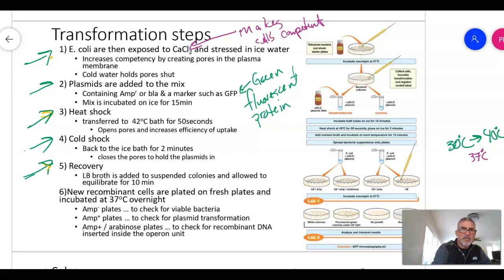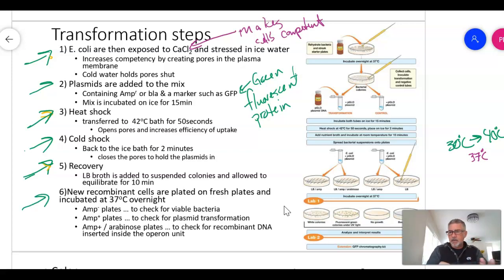So I've done all this stressing of my bacteria. And now I'm going to give them LB broth. Remember, it has all the nutrients in it. And I'm going to allow them to sit in that LB broth for 10 minutes, right? And slowly increase the metabolic rate, right? They're going to get their plasmids in there. They're going to start replicating again. And then I'm going to put them on plates and incubate. Right? So I'm going to put them on plates and incubate at 37 degrees overnight.